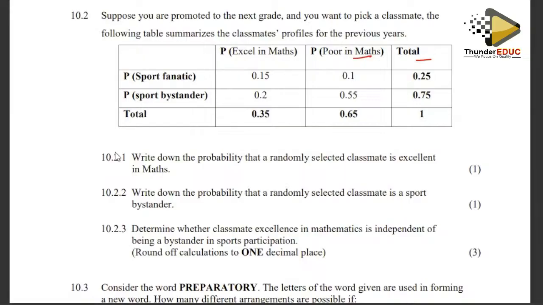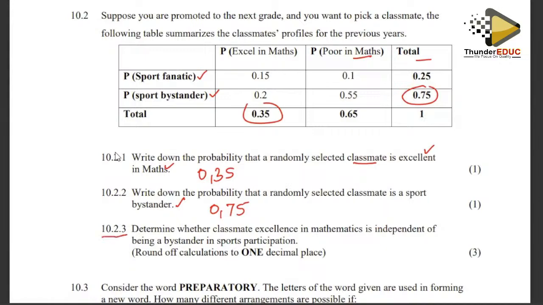10.2.1, write down the probability that a randomly selected classmate is excellent in maths. So excellent in maths, we don't care whether you're sports fanatic or bystander, we just want excelling in maths, which is a 0,35. Then write down the probability that a randomly selected classmate is a sport bystander. We don't care whether they excel or they not. So this needs to be the 0,75.